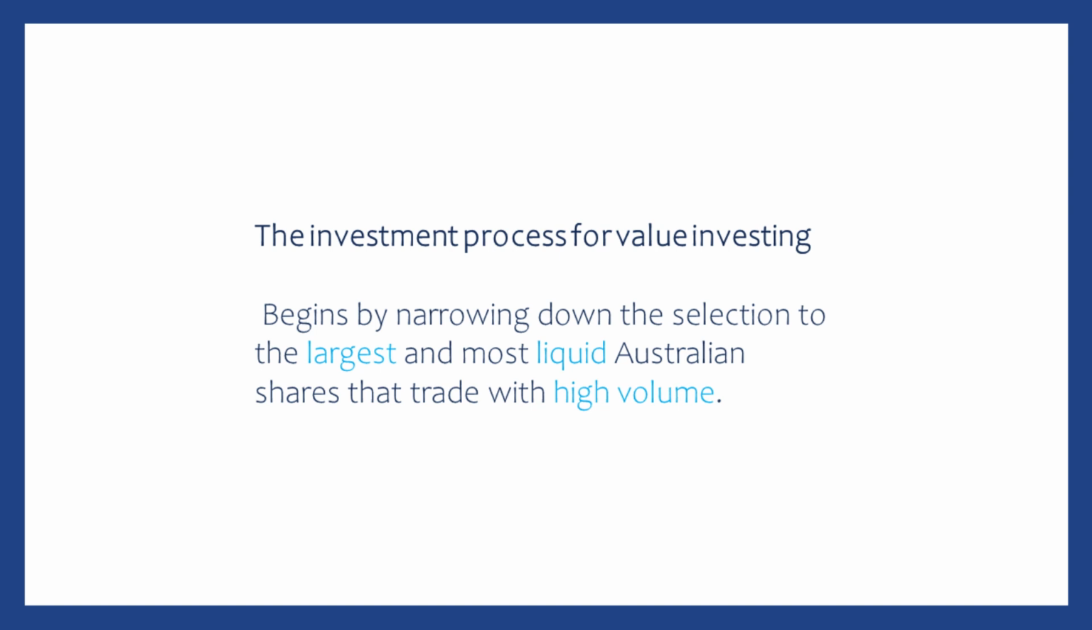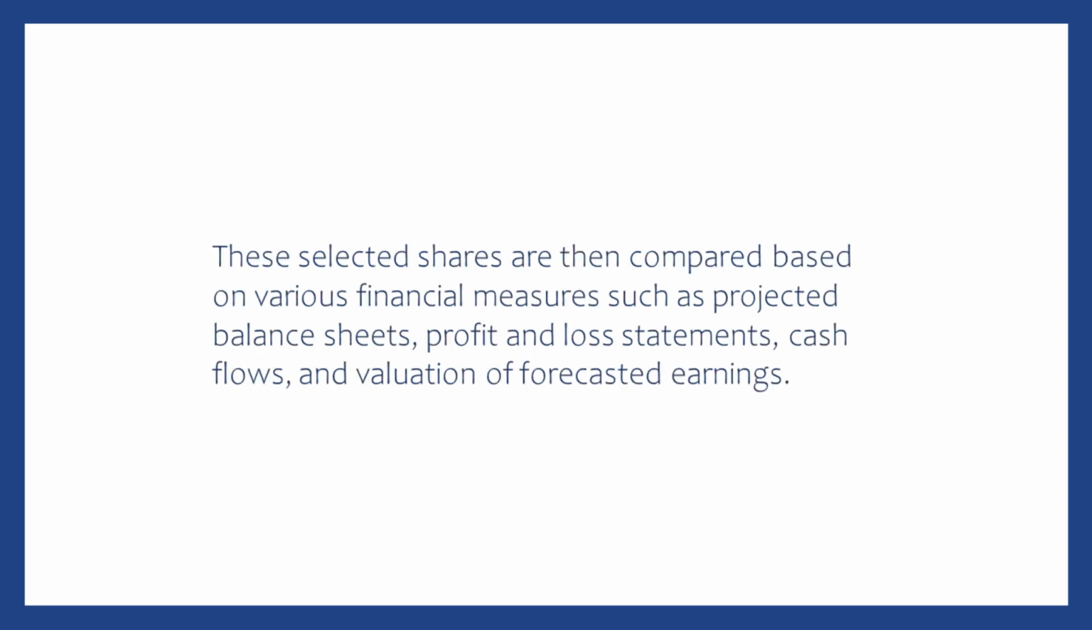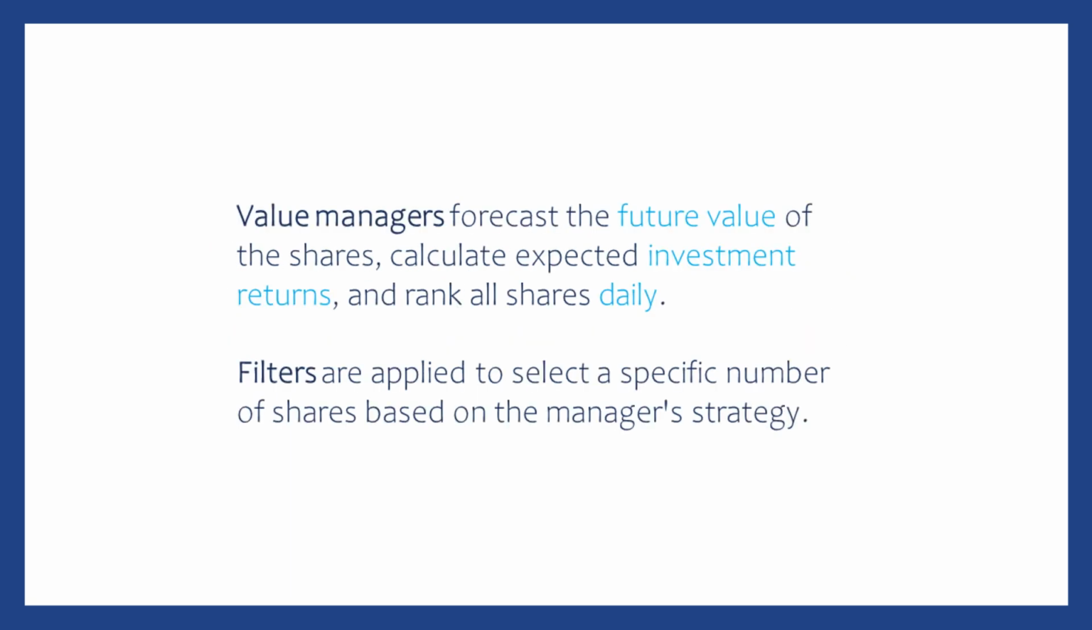The investment process. The investment process for value investing begins by narrowing down the selection to the largest and most liquid Australian shares that trade with high volume. These selected shares are then compared based on various financial measures such as projected balance sheets, profit and loss statements, cash flows, and valuation of forecasted earnings.